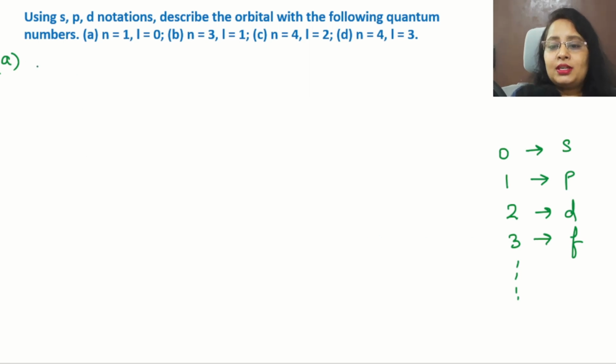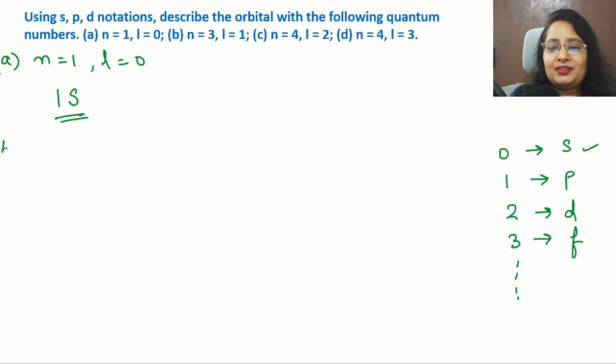So first thing is n is equal to 1 and l is equal to 0. From n is equal to 1, we can directly say that the shell number is 1, and l is equal to 0 means the orbital will be s. So we can say 1s. The notation will be 1s. So easy. First one is clear.